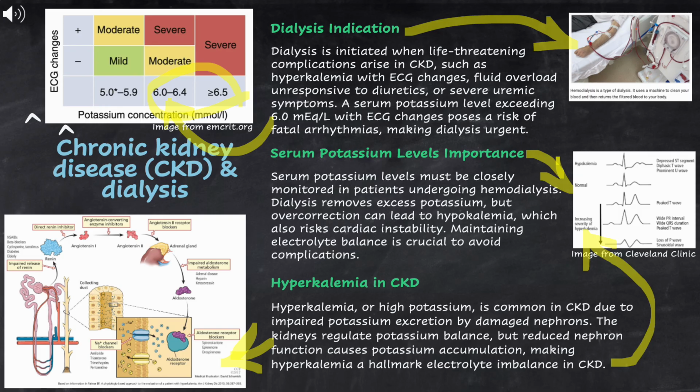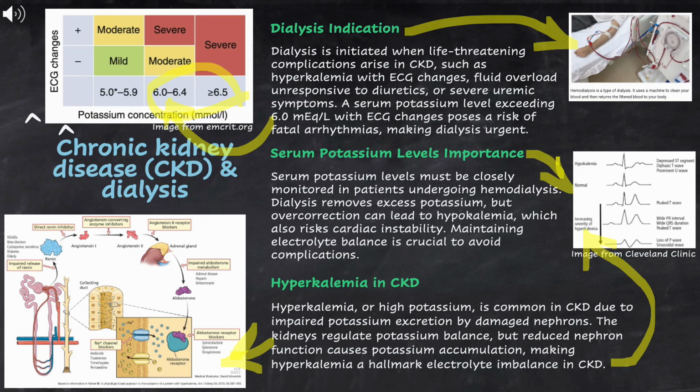For patients with advanced CKD, dialysis is not started at a fixed lab value or stage alone, but rather when severe complications of kidney failure emerge. One of the most urgent indications for dialysis is hyperkalemia, an excessively high serum potassium level. If potassium rises above approximately 6.0 milliequivalents per liter, and especially if electrocardiogram, ECG, changes, like peaked T waves or widening QRS complexes, are present, this situation is a medical emergency.